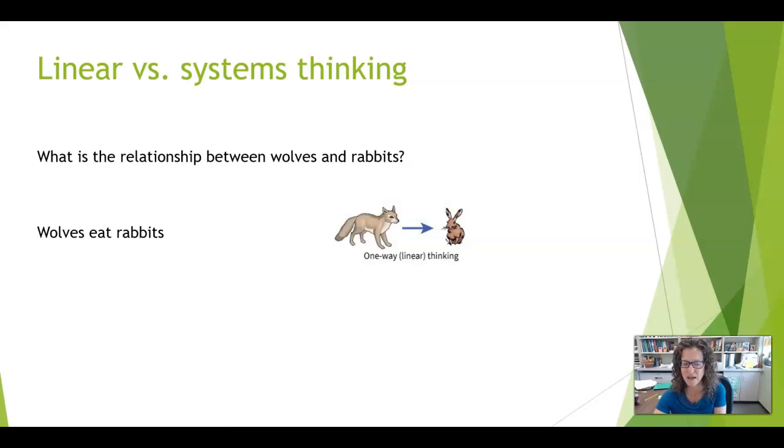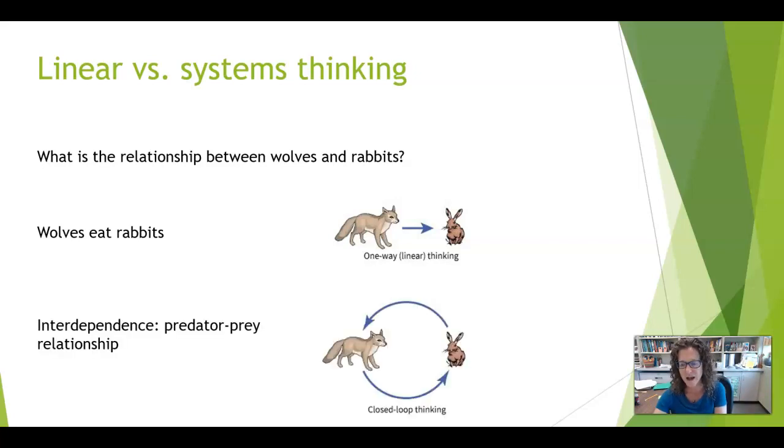If we try to think in a more systems perspective, a cyclical relationship rather than a linear one, we might recognize that in fact, the relationship between the wolves and the rabbits is interconnected. The predator-prey relationship is going to influence both the rabbit and the wolf population because the two are interdependent.